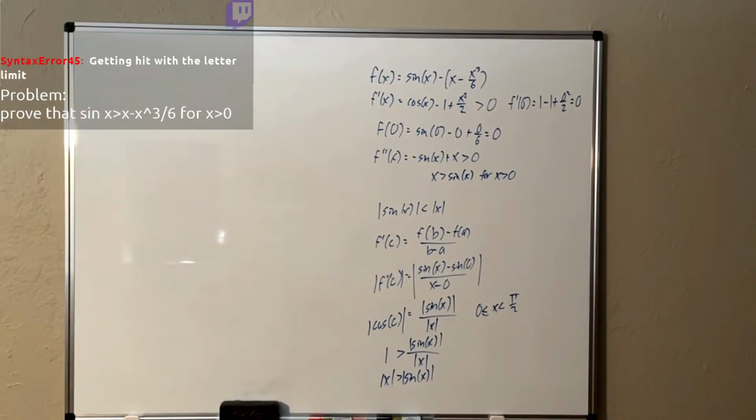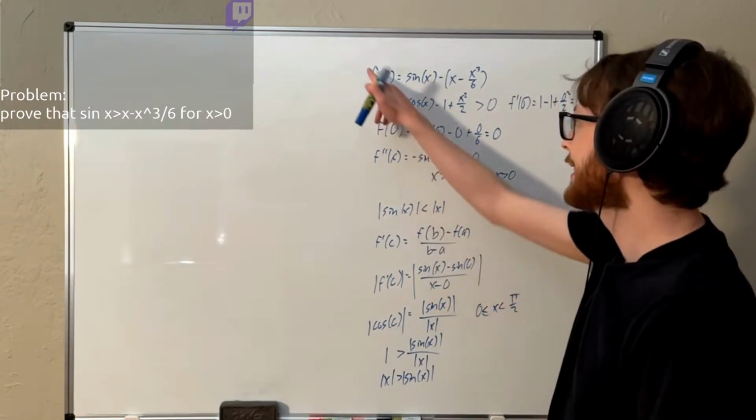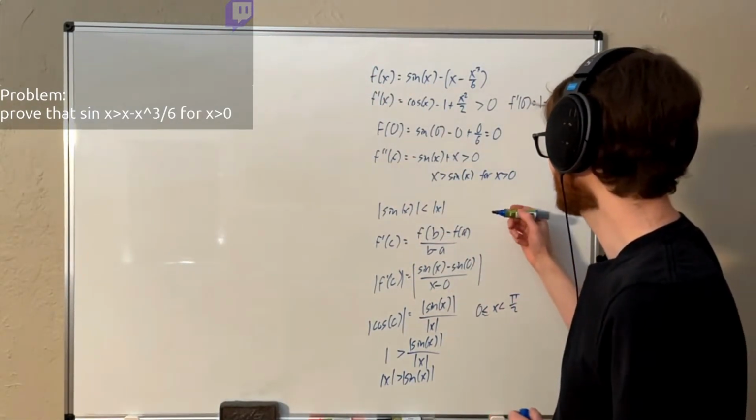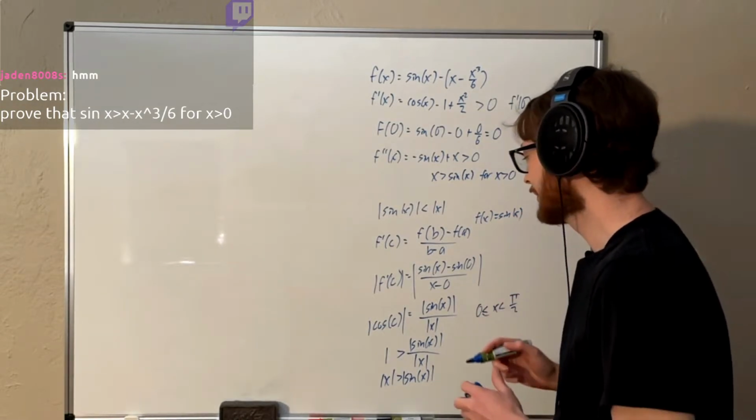Can you hear the letter limit? Yeah. Oh wait, you know what? I'm drawing the wrong conclusion here. We're using the MVT just on sine of x, Jaden. I'm kind of doing a bad job with mixing my notation. This isn't the same f here and here. Here the f is just sine of x. And I'm writing in a confusing way because I didn't know where the argument was going.